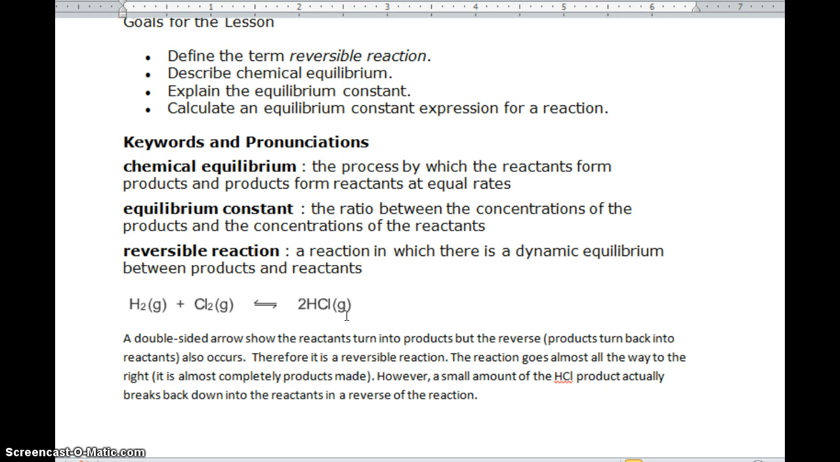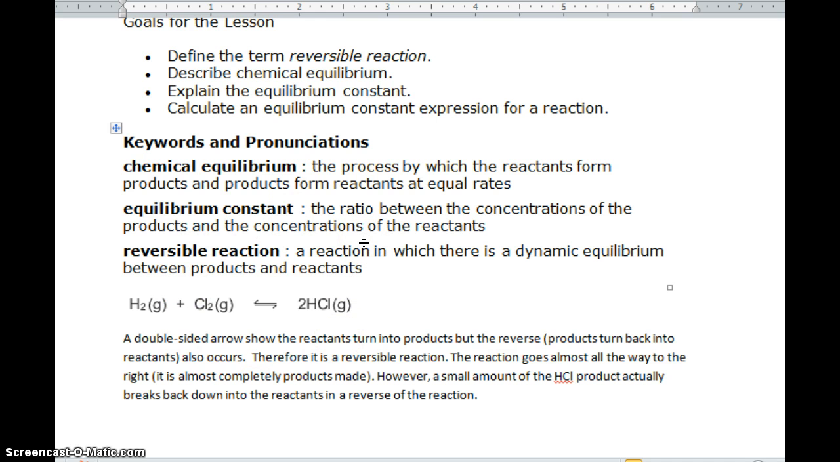However, that small amount of HCl product actually breaks back down into the reactants in a reverse reaction. So it is going back and forth. Although 99% of the stuff in the beaker is HCl, 1% is H2 and Cl2. And then that H2 and Cl2 is going to turn back into HCl. And some of the other HCl is going to break down into H2 and Cl2. And it keeps going around in a circle.